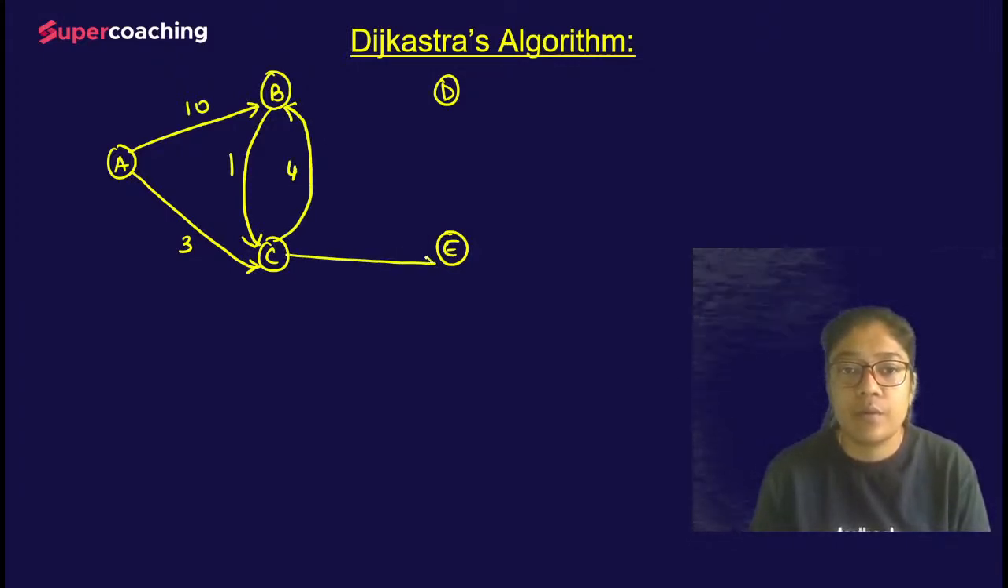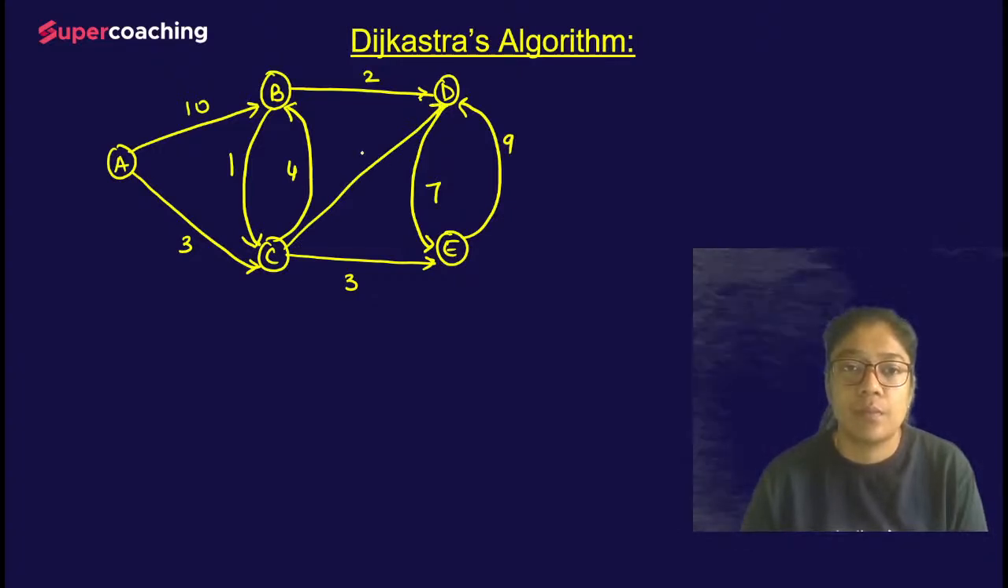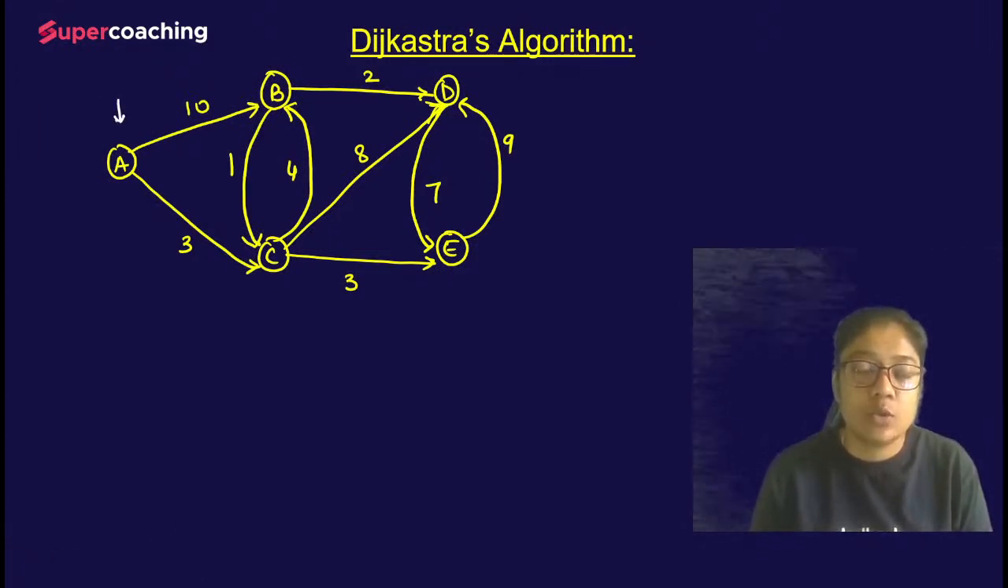4, 3, let's take one more edge. This is, let's say, 2 and 8. Okay, now I'm assuming that A is the source vertex.